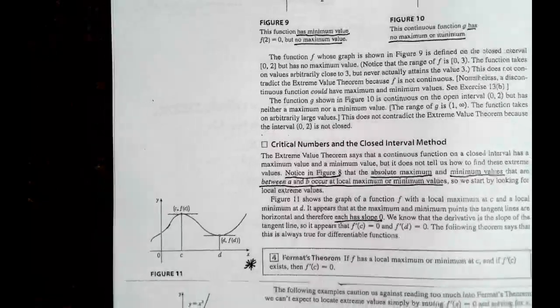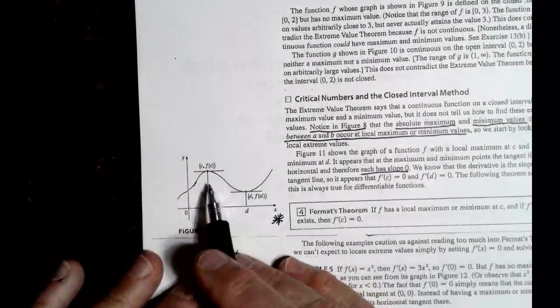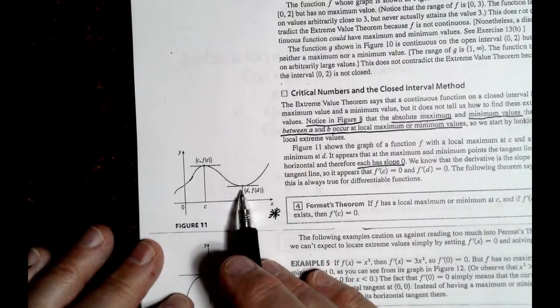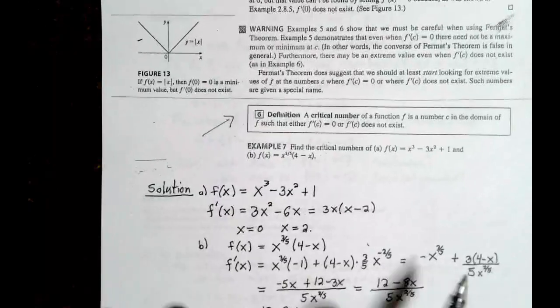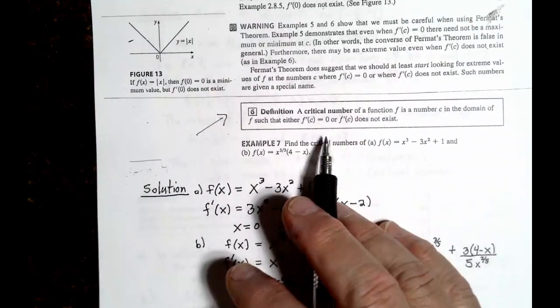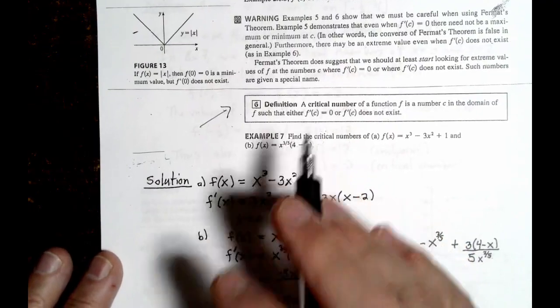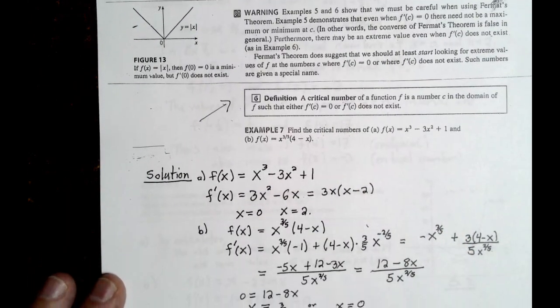We're going to find out that if we set the first derivative equal to 0, we can have a very good idea as to where we might find maximums and minimums. So we take the first derivative, we find places where the first derivative is either undefined or equals 0, and these are called critical numbers.